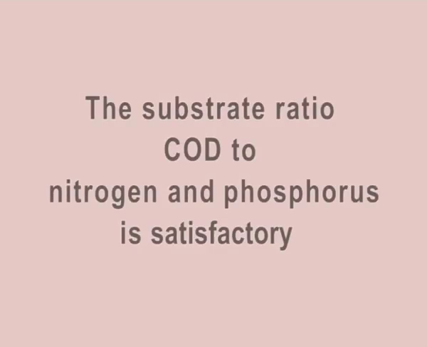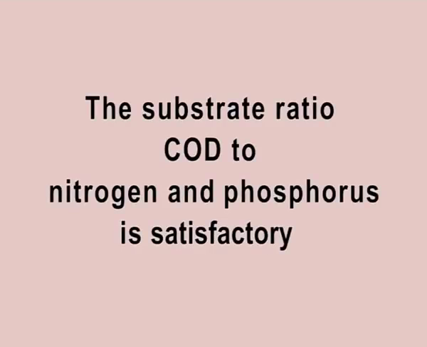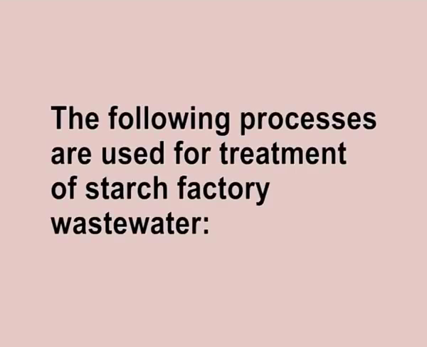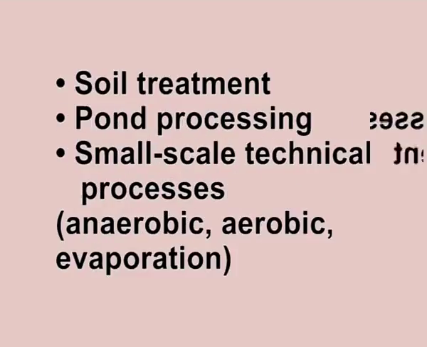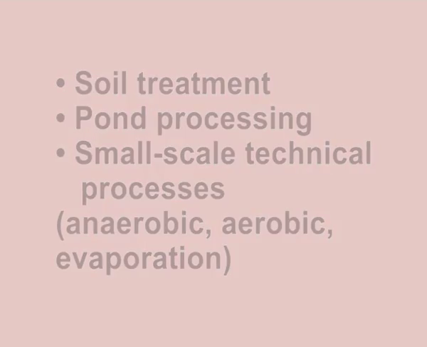The substrate ratio COD to nitrogen and phosphorus is satisfactory. Actually, there may even occur an excess of nitrogen and phosphorus, so that it is not necessary to add nutrient salts. The following processes are used for treatment of starch factory wastewater. First one is the soil treatment, pond processing, small scale technical processes, as we have already discussed, aerobic, anaerobic and evaporation methods.